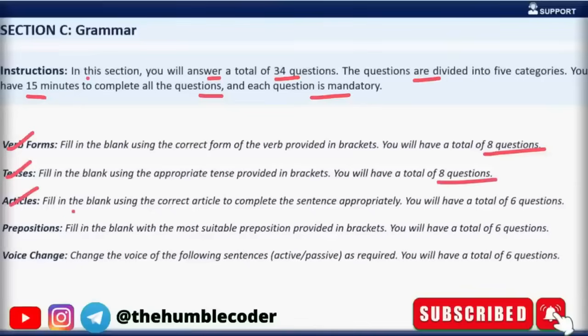Next is your article based questions. Fill in the blanks using the correct article to complete the sentence properly. You will have a total of 6 such questions. Next is prepositions. Fill in the blank with the most suitable preposition provided in the bracket. You will have a total of 6 such questions. Next is your voice change. Change the voice of the following sentences, that is active or passive, as required. And you will have a total of 6 such questions.